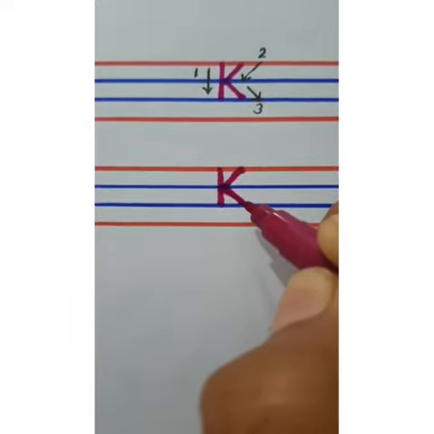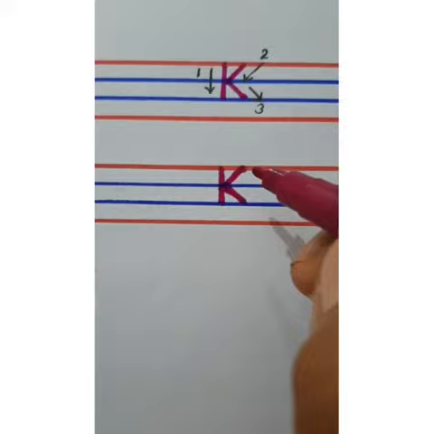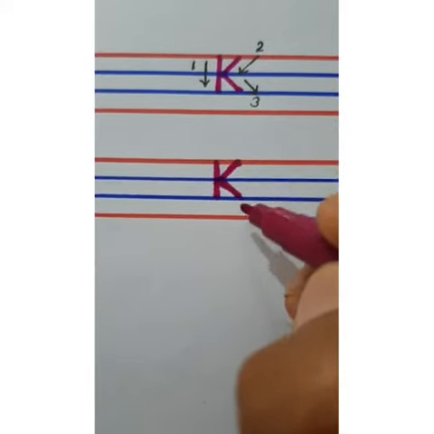Both the slanting lines will be equal. So this is how we write letter K.